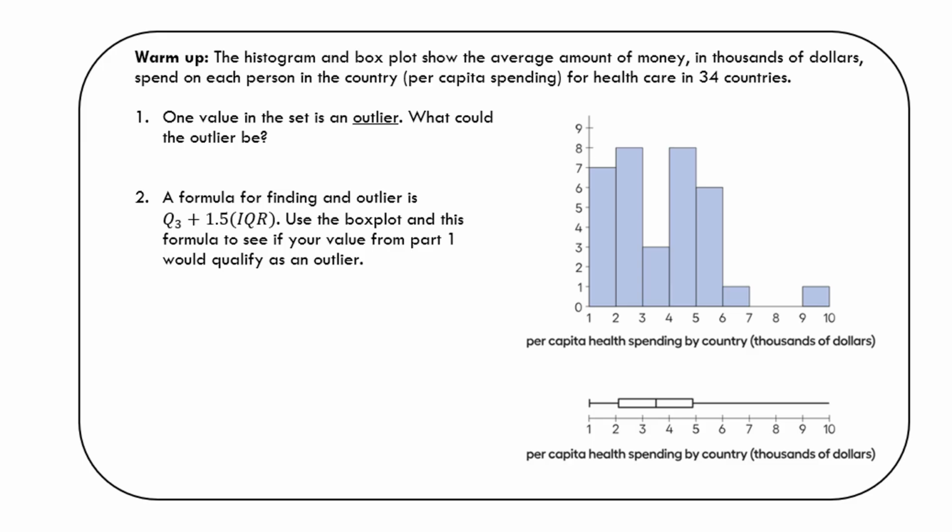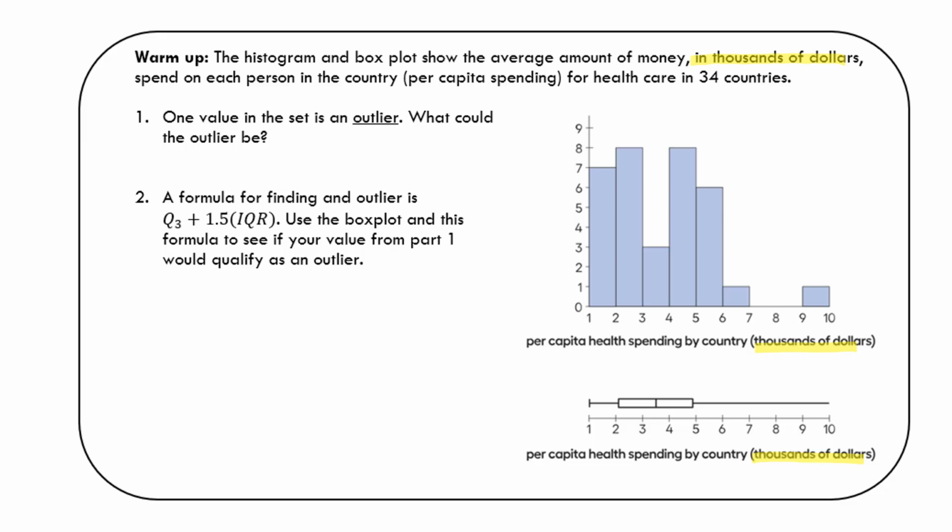Alrighty. Okay, so the histogram and box plot show the average amount of money in thousands of dollars. So we want to make sure we know that these numbers down here, 1, 2, 3, 4, 5, 6, 7, 8, 9, 10, those are technically in thousands of dollars. And so I wouldn't read them as 1, 2, 3, 4, 5. I would read them as 1,000, 2,000, 3,000, and so on. So the histogram and box plot show the average amount of money in thousands of dollars spent on each person in the country per capita spending for healthcare in 34 countries.